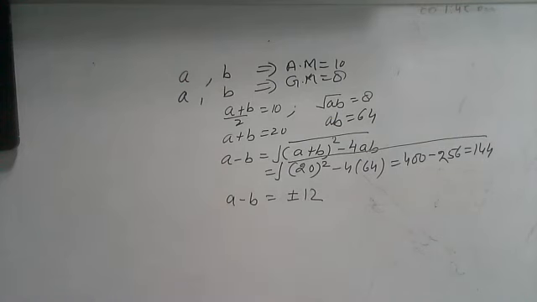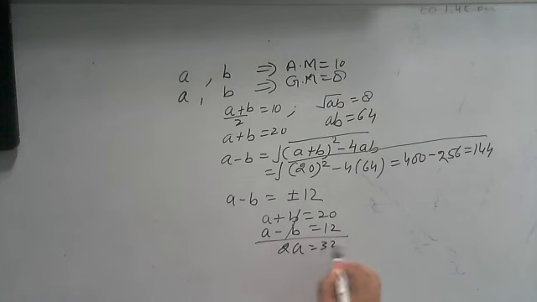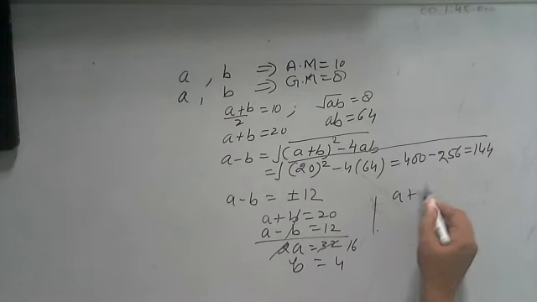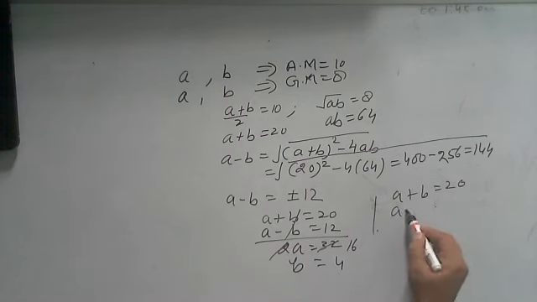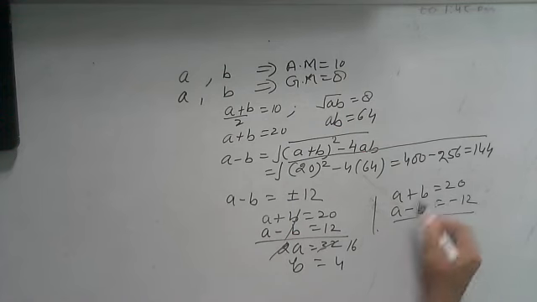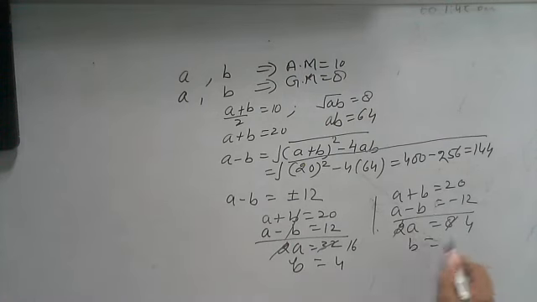So now you have to solve. Let us take positive first of all. If A plus B is 20 and A minus B is 12, add them. It gives you 2A is equal to 32, that is A is equal to 16. When you put A is equal to 16, it gives you B is equal to 4. But when you take the minus sign, A plus B is equal to 20 and A minus B is equal to minus 12. Add them, it gives you 2A is equal to 8, that is A is equal to 4. When A is 4, B is 16.